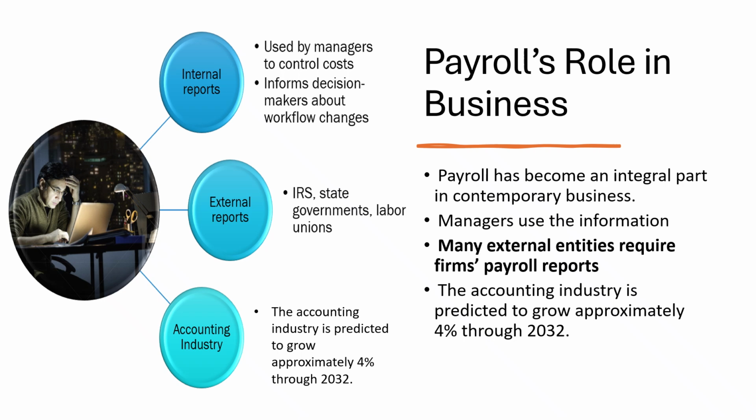Many external entities require firms' payroll reports, such as the Internal Revenue Service, state government revenue departments, and labor unions. These external bodies use the reports to ensure that appropriate taxes are remitted and that employees' needs are met. According to the U.S. Department of Labor, the accounting industry is predicted to grow approximately 4% through 2032.